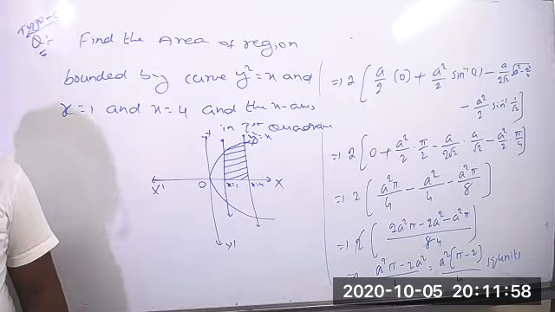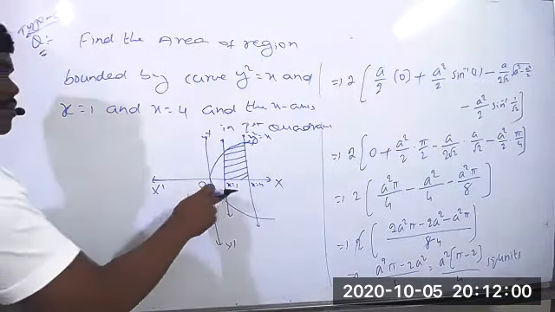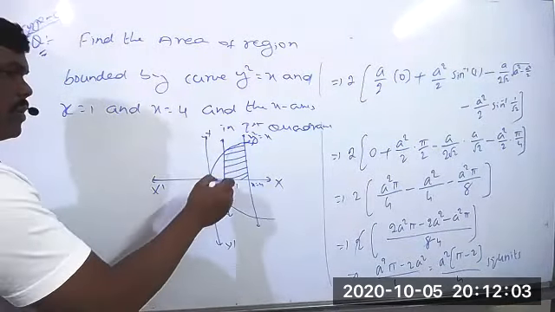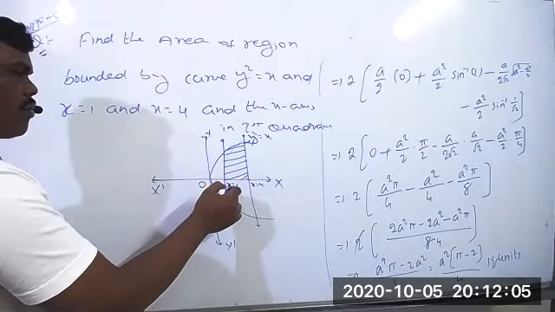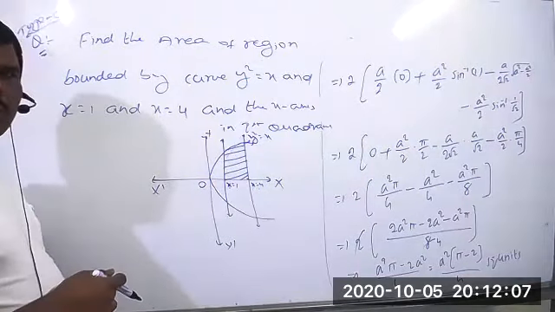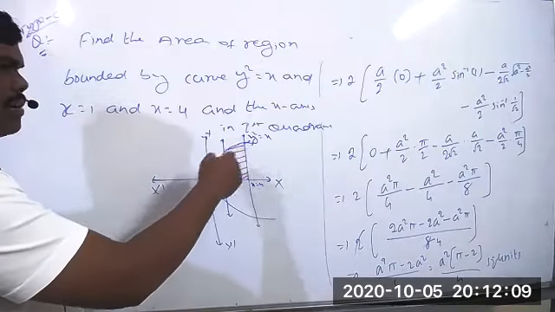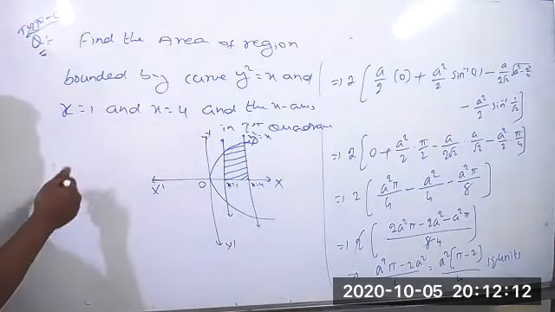x equal to 1. No, not 0, because from here to here only is required. So x equal to 1 to 4. These are the limits, along with the parabola. You can take the value here now.